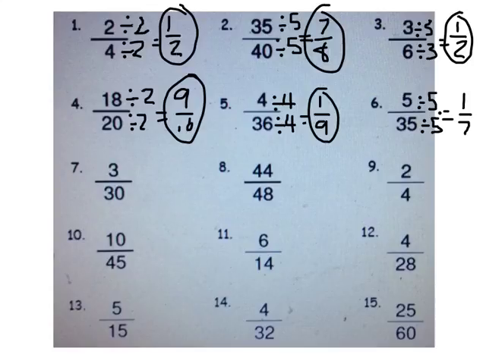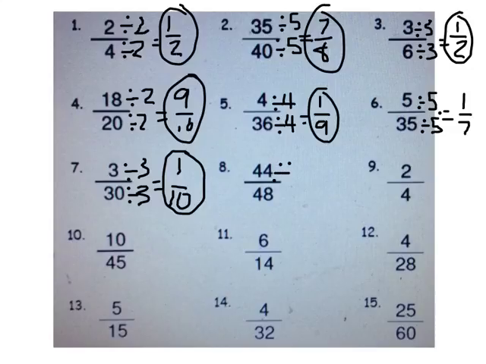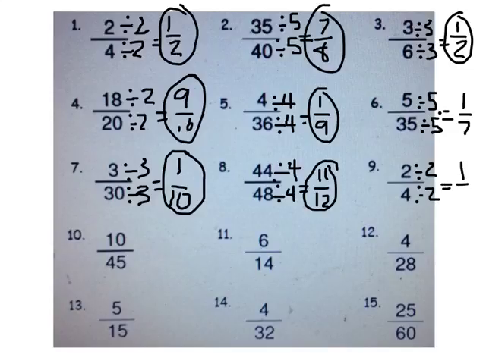3 over 30. Write it in simplest form. 3 goes into both. The correct answer is 1/10. 44 over 48. 4 goes into both. Write it in simplest form. Well, the correct answer is 11 over 12. Write 2/4 in simplest form. 2 goes into both. The correct answer is 1/2.